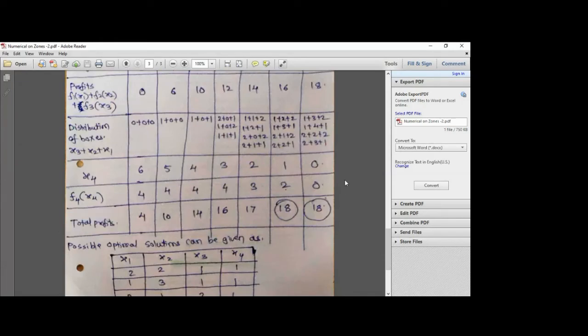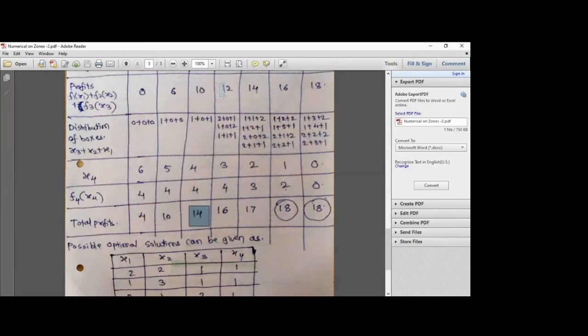So what is your total profit? Total profit is f1x1 plus f2x2 plus f3x3 plus f4x4. So that is nothing but 0 plus 4 is equal to 4. Here you can write 6 plus 4 is equal to 10. Here it is 10 plus 4 is equal to 14.